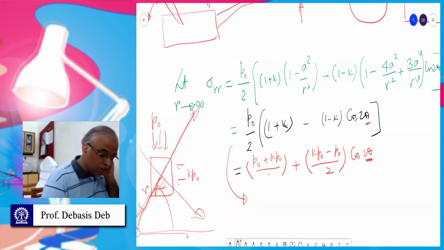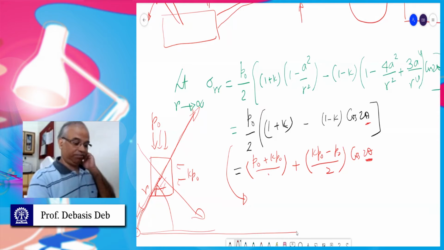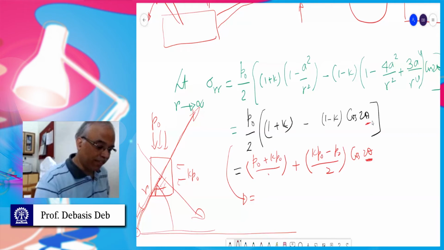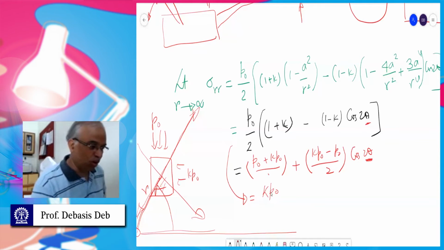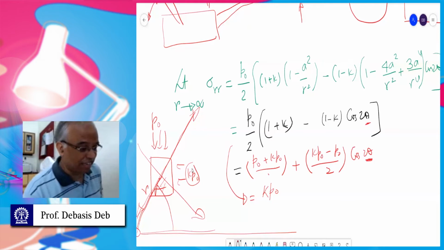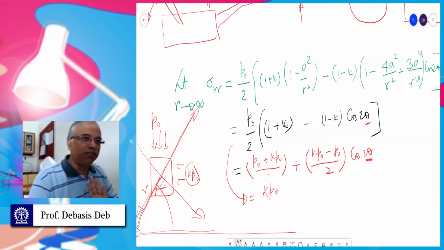0 means along this line, remember that. Can anybody tell me? Theta 0 means 1 and 1 means K P naught. Yeah. So you got back your K P naught at theta equals to 0. So that means this equation is very well written.